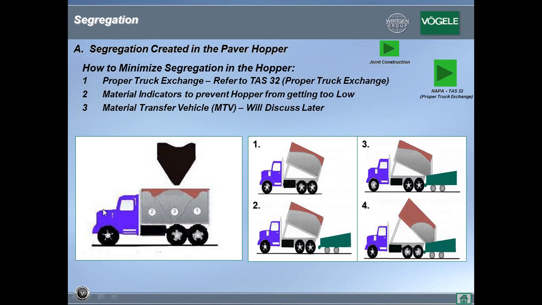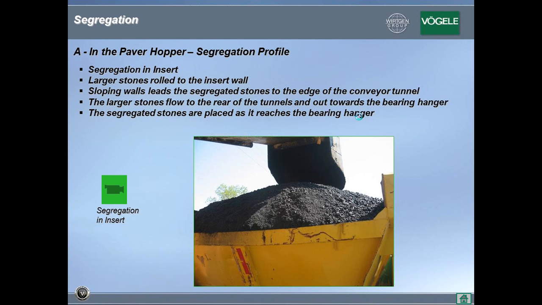Now there are several different procedures for truck end segregation, and you can go online and look at NAPA TAS 32, which is proper truck exchange. That's pretty much basic Paving 101 type of information, so we will not cover that today. But if you're interested, you could go to that article. It's a paper written by NAPA TAS 32, and that will give you the proper truck exchange procedure.